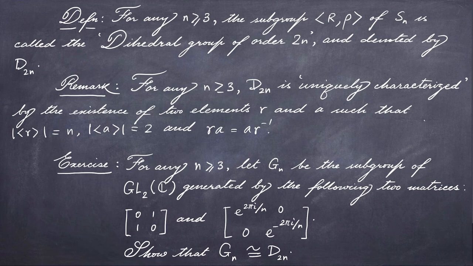So the notation for the dihedral group is not uniform. Some authors write Dn to denote the dihedral group of order 2n. Some authors denote it directly by D2n. So you have to be careful. But the main point is, given any n, this dihedral group is uniquely characterized by the following, that is, the existence of two special elements R and A such that the order of R is n, the order of A is 2, and RA equals AR inverse.